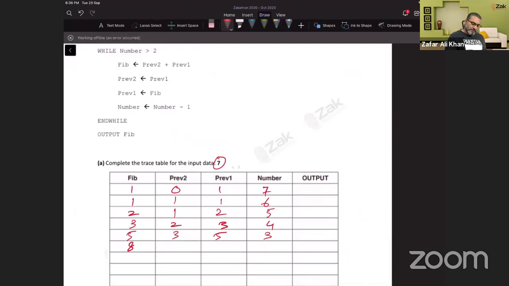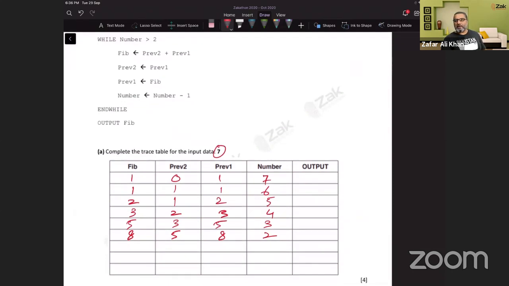Previous 2 is equal to previous 1, 5. Previous 1 is equal to Fibonacci 8. Number is equal to number minus 1, 2. It goes back, checks if number is greater than 2. No, it is now equal to 2. So loop will break up. And then it says output Fibonacci, so that is 8. This is the last Fibonacci.